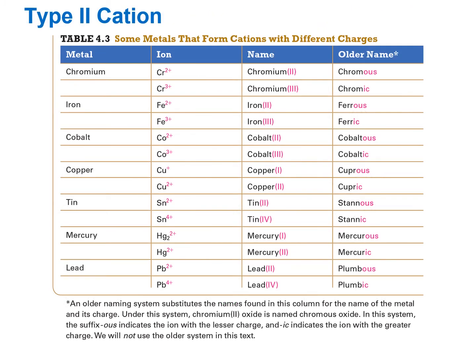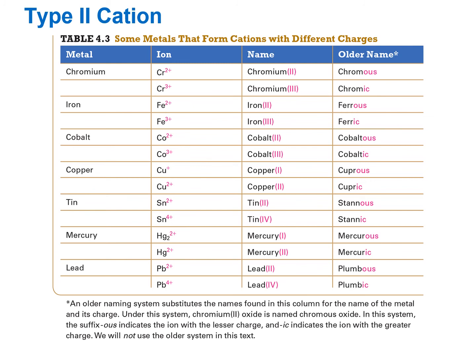So here's a chart right here. This is the one from your book. So here's chromium. Chromium is one of those. It forms a positive 2 as well as a positive 3. And we're showing you the new names, which would be chromium 2, chromium 3, as well as the old names. And we've already taken a peek at iron. Oh, look, there's cobalt. Cobalt is Co, and it can do a positive 2 and a positive 3. Tin. The Latin word for tin is stannum, which is why its older name is stannous and stannic, and why it has the abbreviation of Sn.